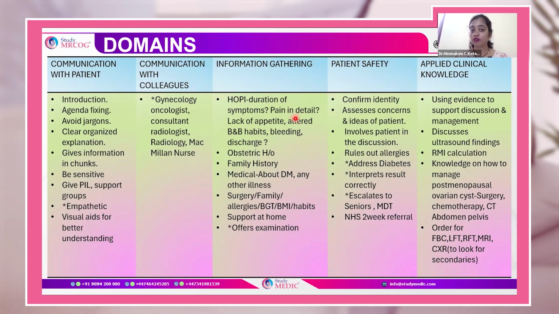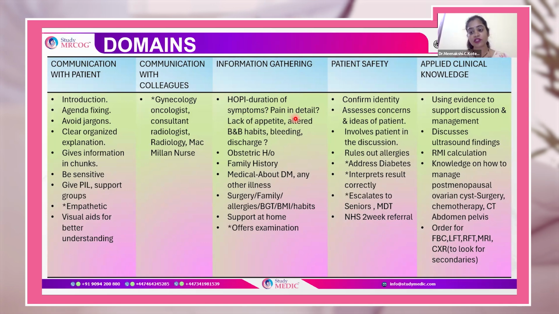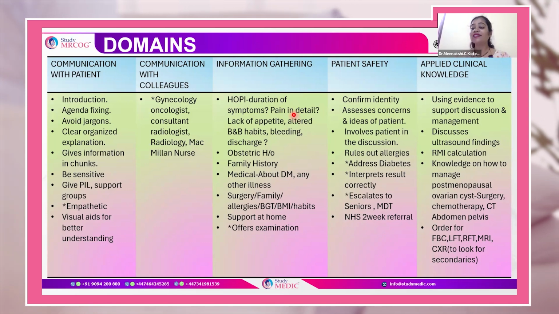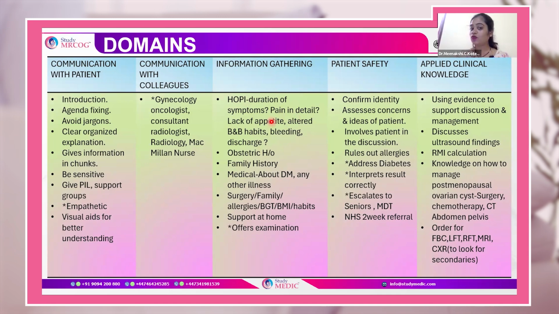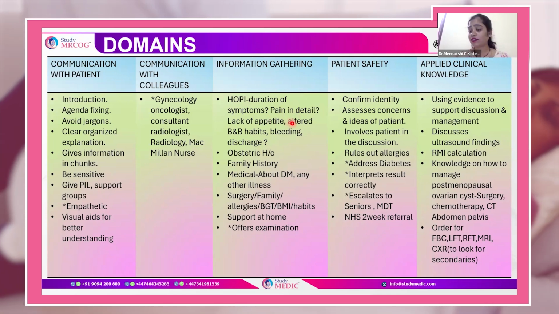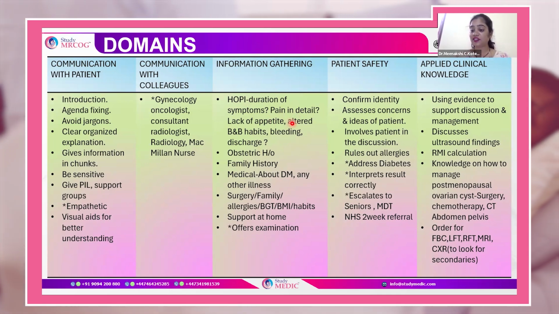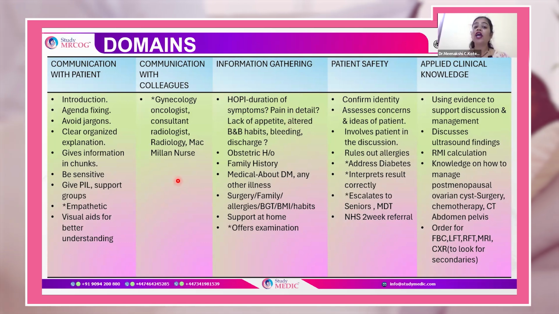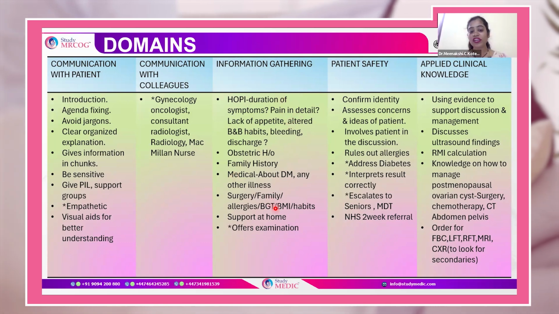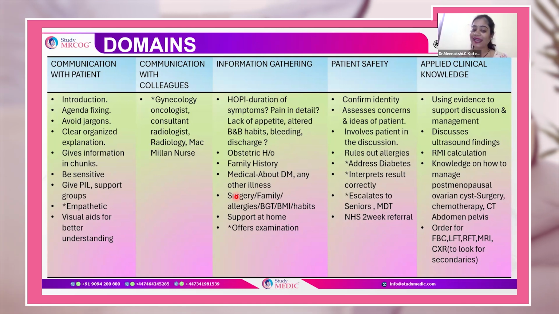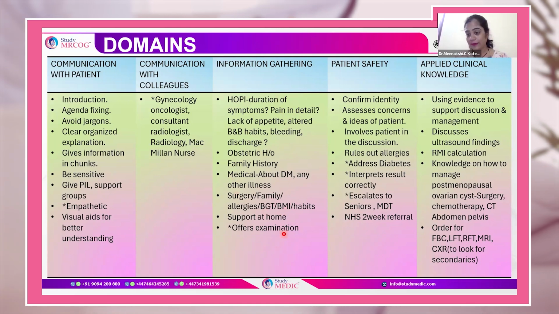So always, as I told you, just tailor your answers according to her responses rather than going by the template. And since you are suspecting an ovarian cancer, yes, you may ask about loss of appetite and weight loss, if she's got any altered bowel or bladder habits, any discharge, any postmenopausal bleeding, and all of the routine history taking you need to ask about. In general, the entire history, and you have to offer the examination.